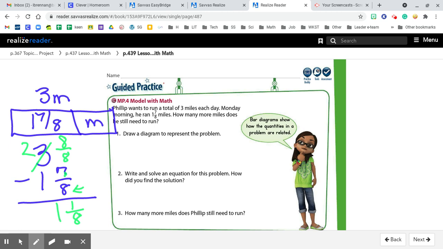So that was drawing the diagram. So your diagram can be looking anything that looks like what we did off to the side. Write and solve an equation. An equation can be 3 minus 1 7/8 equals 1 1/8. How many more miles? 1 1/8 of a mile. And you can work on some of these problems, which is applied operations of addition and subtraction of mixed numbers.